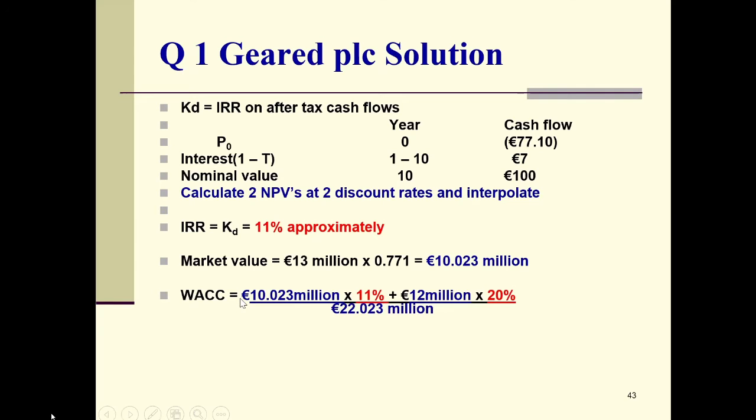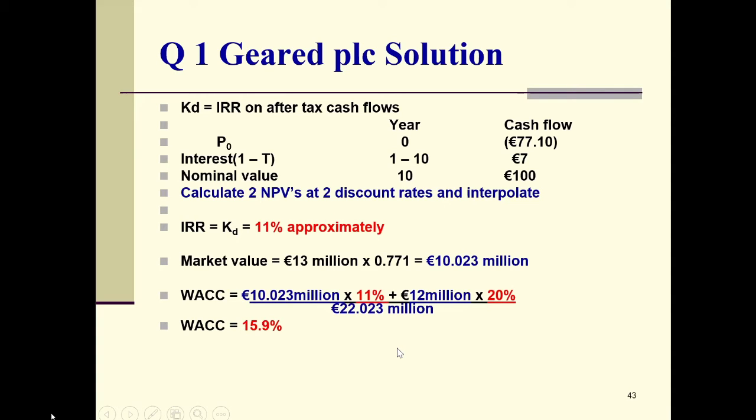So that's all it is. The weight by the cost, divided by the sum of the weights, that'll be the 12 and the 10. You'll end up with an answer. Obviously, the answer has to be between the 11 and the 20. It's kind of halfway. You'll end up with an answer of about 15 or so, 15, 16%.